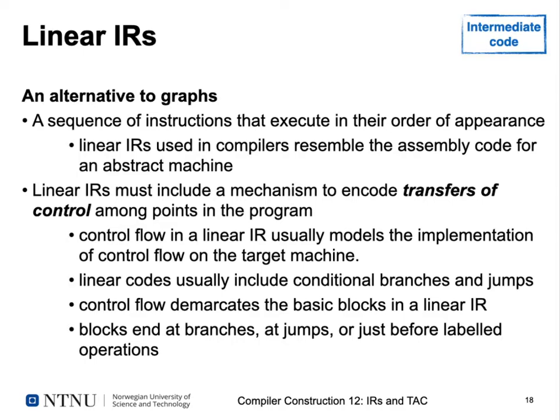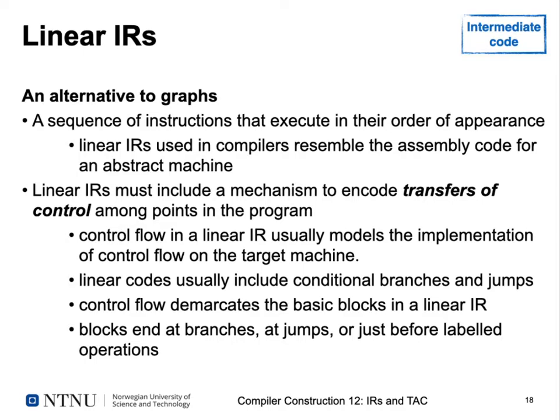Linear codes usually include two sorts of control flow. Either you have an absolute change of control flow, a jump in machine language, or you can have a conditional branch, which we would use for checking a loop condition or an if condition. So this control flow information in a linear IR just indicates that a basic block starts or ends. So that's the condition for a basic block.